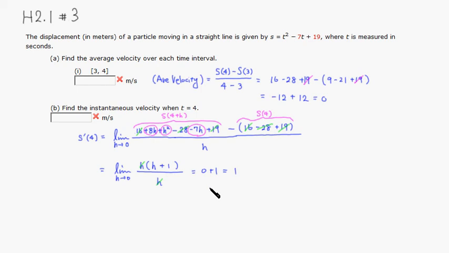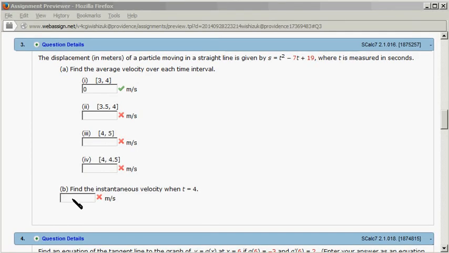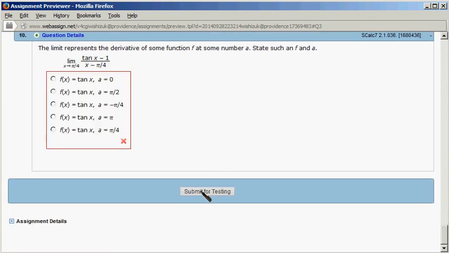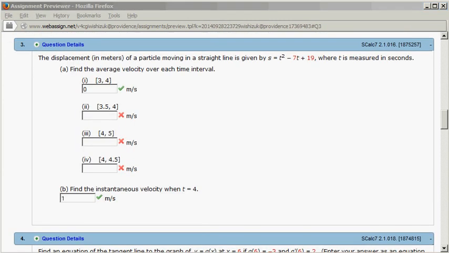Let's type it in. We found that to be 1. Let's go check. All right, it came back and looks like we got part B correctly. That's it. I hope this was clear.